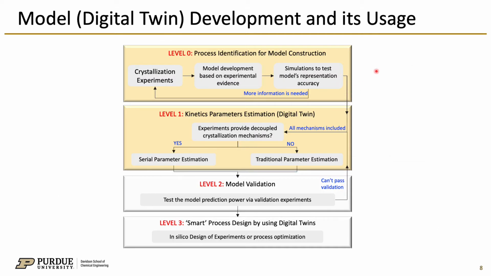Following the experiments done for model training, the next step is to make sure that the model has the right crystallization mechanisms and the correct type, and continue with the model training, also known as parameter estimation.